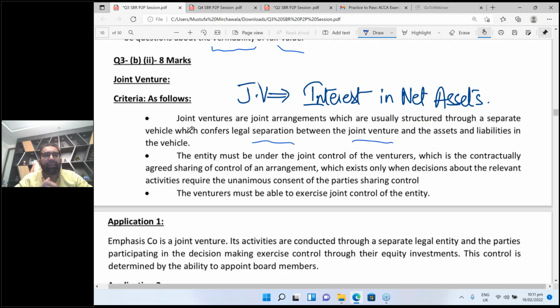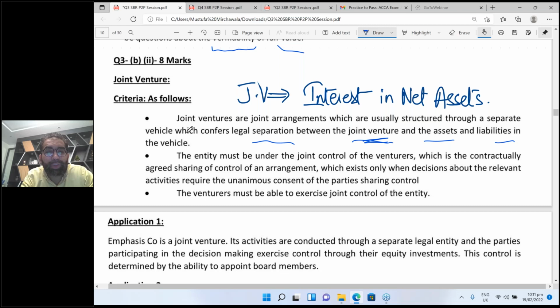Hope you remember the concept of the limited company. In a limited company, shareholders are separate and the company is separate. In the basics of your accounting, you have studied this concept. That's what they are saying: there is a legal separation between the joint venture and the assets and liabilities in the vehicle. The vehicle is a separate thing. A separate company will be formed.